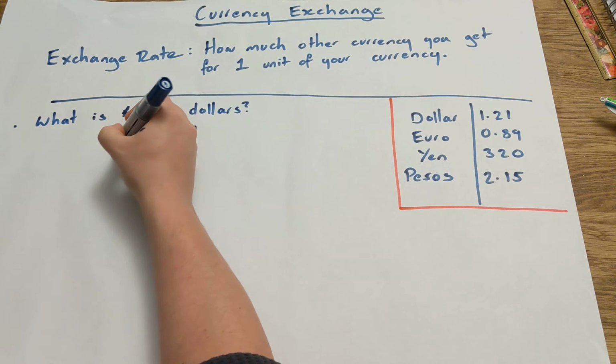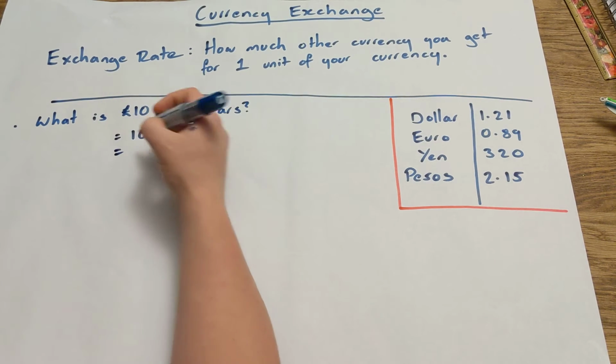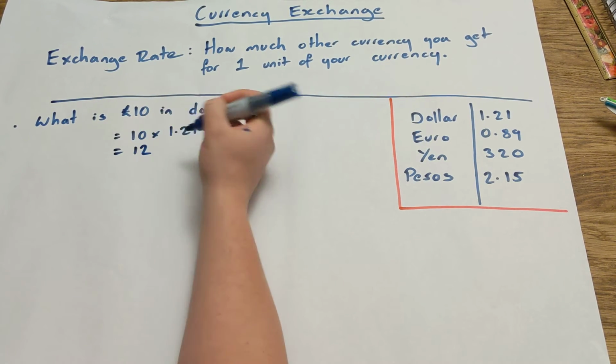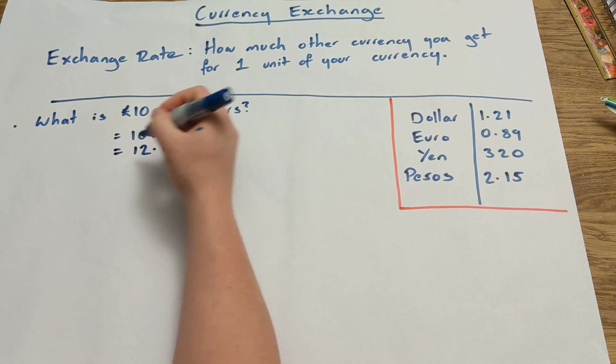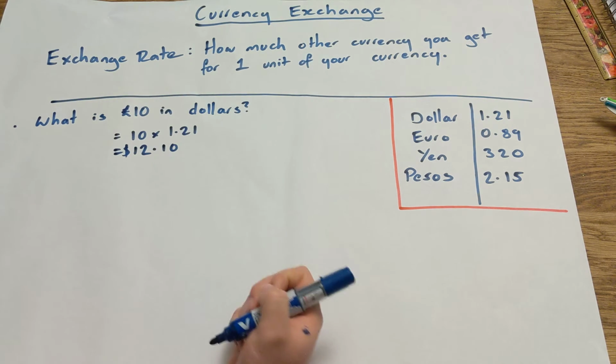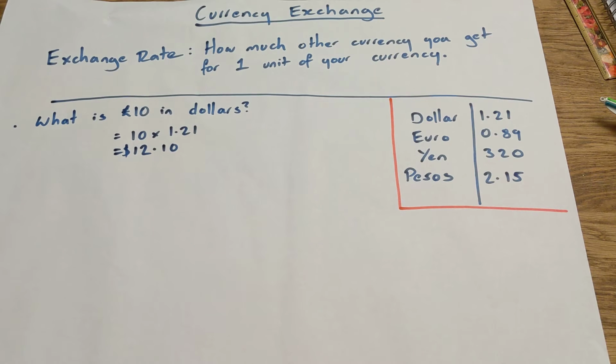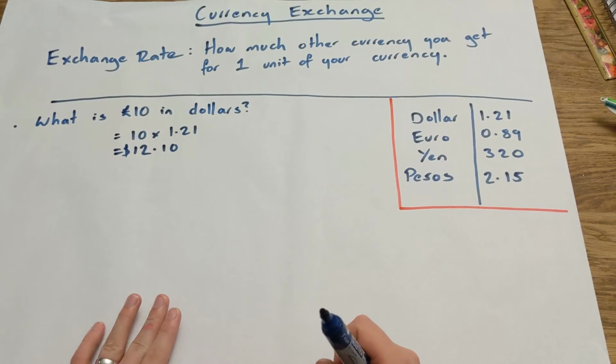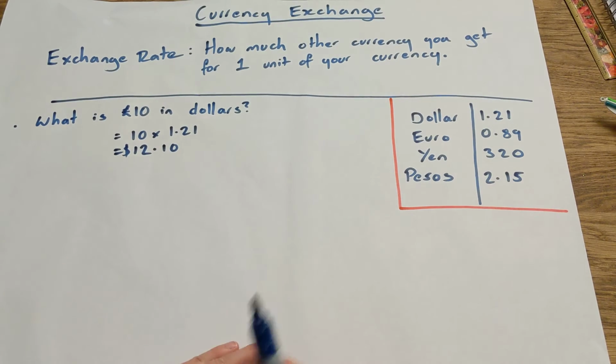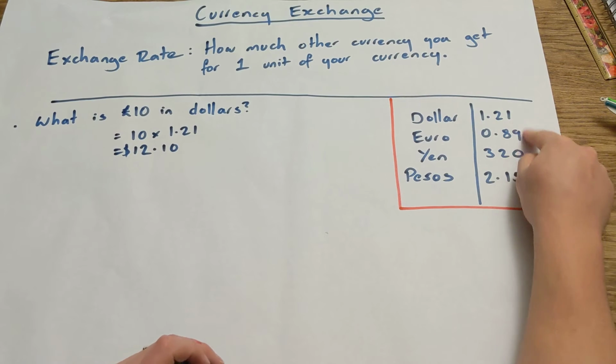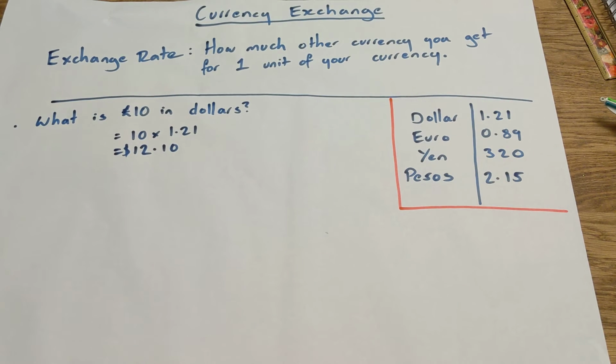Okay, now you can pop this on your calculator. And that means I get 12.10. So I'd get $12.10 if I gave them £10. Okay, that's how exchange rates work. You just times the number of pounds you have by the exchange rate, and that's as simple as we're going to keep it for the time being.